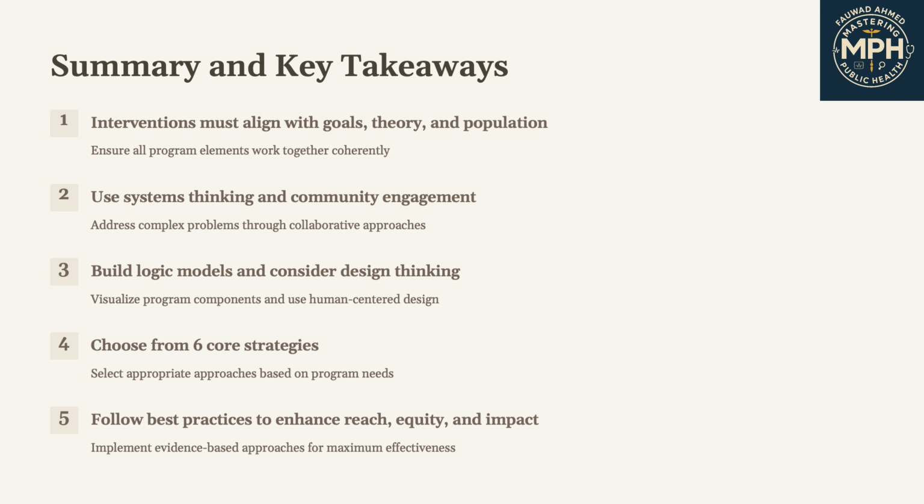To summarize Chapter 8, first is interventions are structured sets of activities aligned with goals and theories. Second is Public Health 3.0 calls for systems thinking and upstream approaches. Third is logic models and design thinking help create clear, user-centered programs. Fourth is planners can adapt, or design interventions depending on context. Fifth is select strategies from 6 core categories: communication, education, policy, environment, services, and advocacy. Sixth is use strong evidence, apply the health impact pyramid, and tailor with equity in mind.